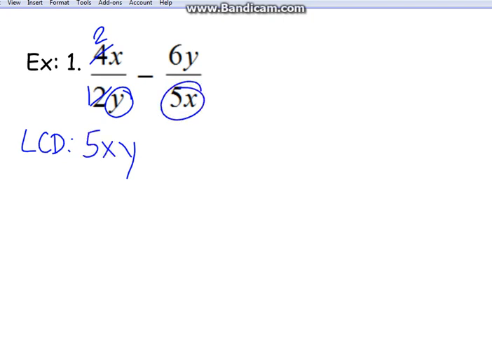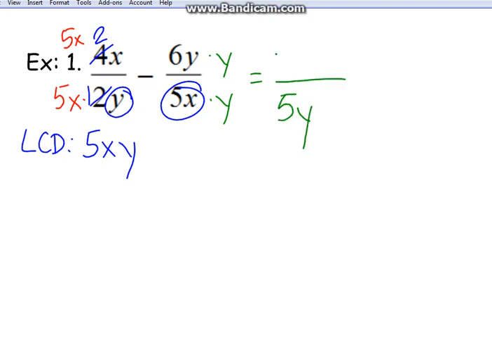Your LCD is 5xy. So I take a look at this first one, 1y. The part that I'm missing is 5x. So I multiply both top and bottom by 5x. And I take a look at the second fraction. I have the 5x, but I'm missing the y. So I need to multiply both top and bottom by y. That's going to give me everything over 5xy.